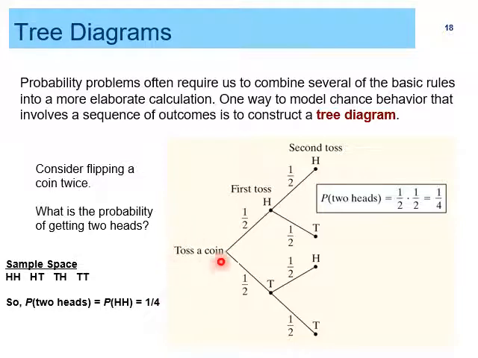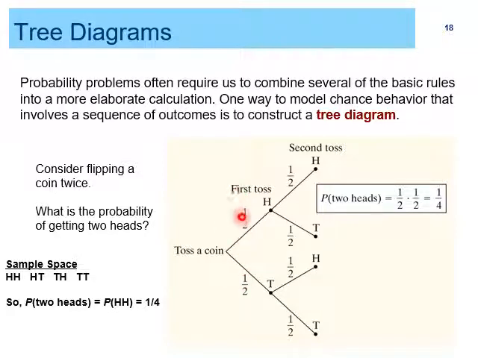First we start with tossing a coin, and when we make this tree, we go with one arm, and this would be the other arm. When we add both arms, the sum is always 1, because the probability sum is always 1.